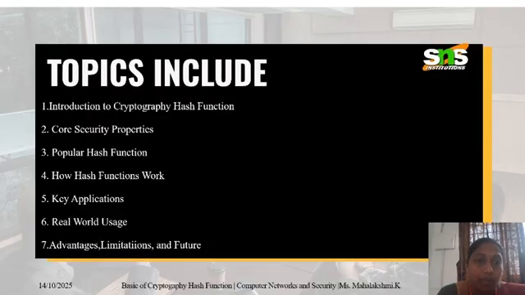Today we are discussing what a cryptography hash function is, core security properties, popular hash functions, how hash functions work in cryptography, applications of the cryptography hash function, real world usage of cryptography hash functions, and also the advantages, disadvantages and limitations of cryptography hash functions.